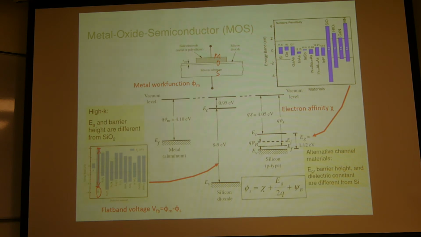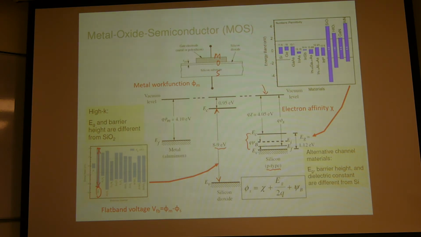So we draw it here. It's around 9 electron volts, silicon dioxide. And then the silicon here is what we have before. It's 1.1 electron volts for the silicon. And then here we have this EI in the middle, and then the phi b for the p-type substrate.